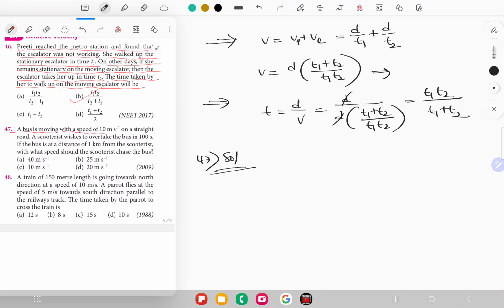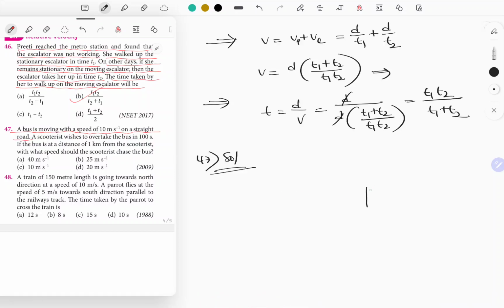Question 47. A bus is moving with a speed of 10 meter per second on a straight road.